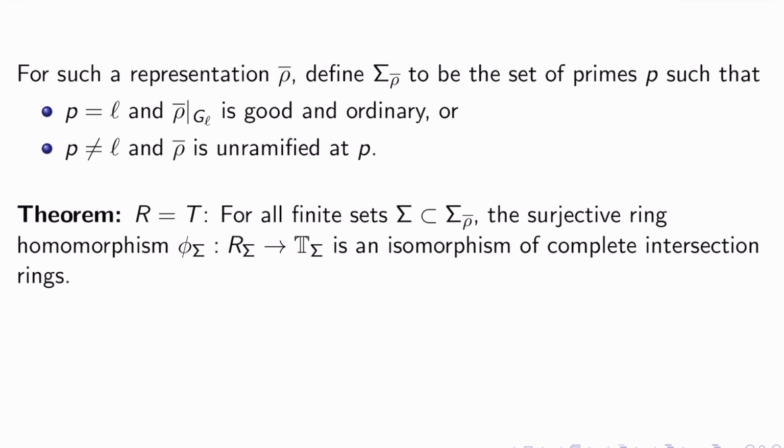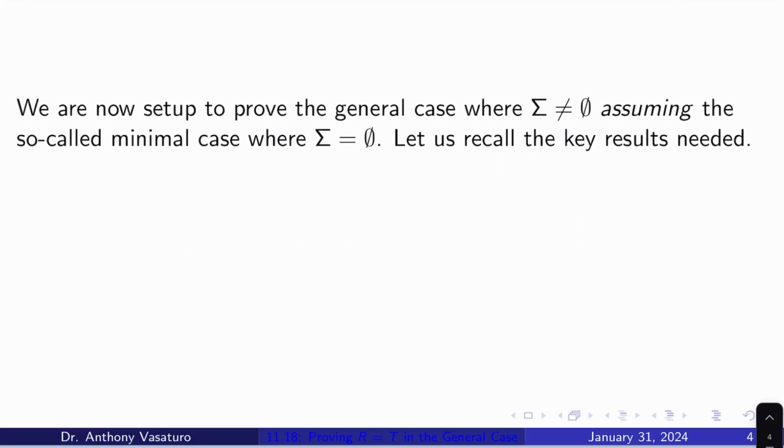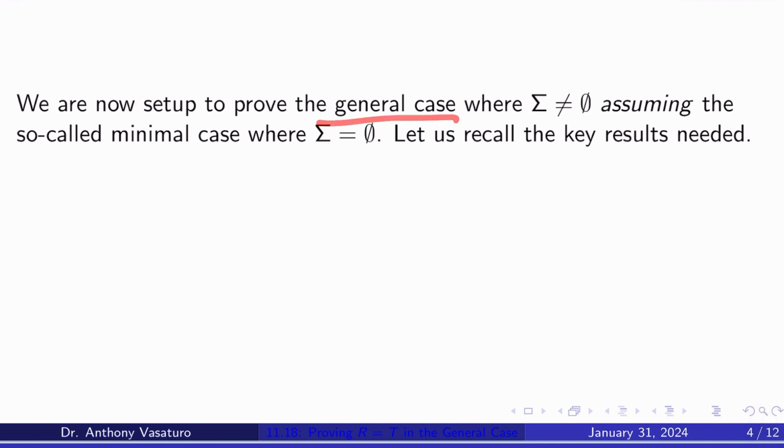Okay? Theorem, R equals T: for every finite set of primes sigma in sigma sub rho bar, the surjective ring homomorphism, which we called phi sub sigma, from R sub sigma to T sub sigma, this being the universal type sigma deformation ring, this being the universal type sigma Hecke algebra, is an isomorphism of complete intersection rings. We have to prove this, okay? We are now set up to prove the general case of that theorem, which is where sigma isn't the empty set, assuming the so-called minimal case where sigma is the empty set.